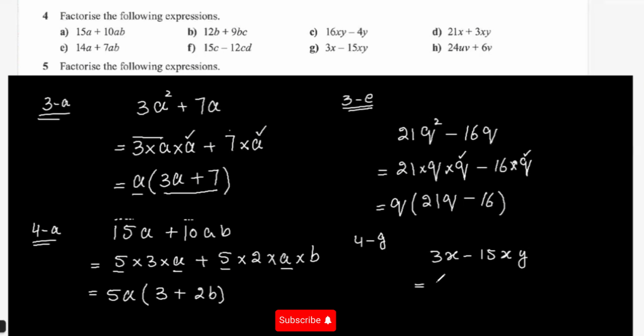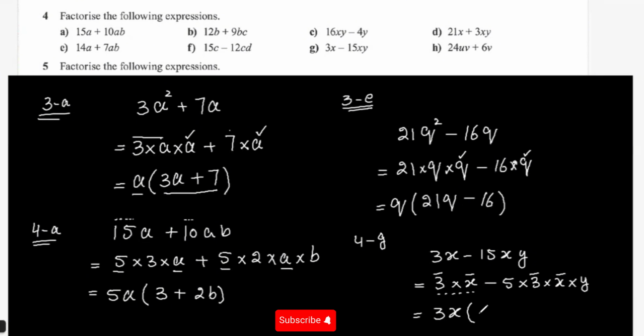Let's try one more question, which is 4g, that is 3x minus 15xy. Now, I can write this expression in the form of 3 times x minus. 15 can be written as 5 times 3 times x times y. From the first term we can see 3 is the common factor and x is also a common factor. So our common factor is 3x. Now you can see that 3 and x are both common factors. And we know that 1 is a factor of every term.